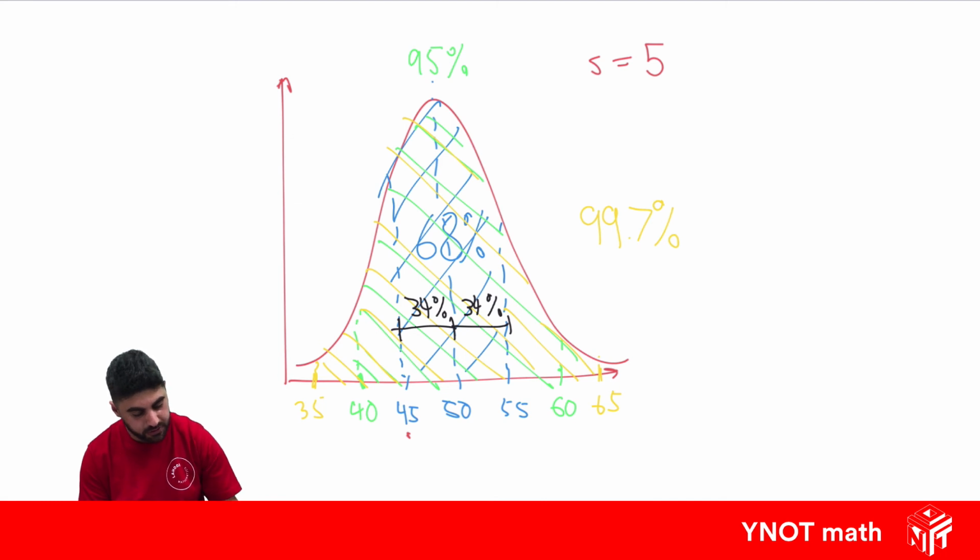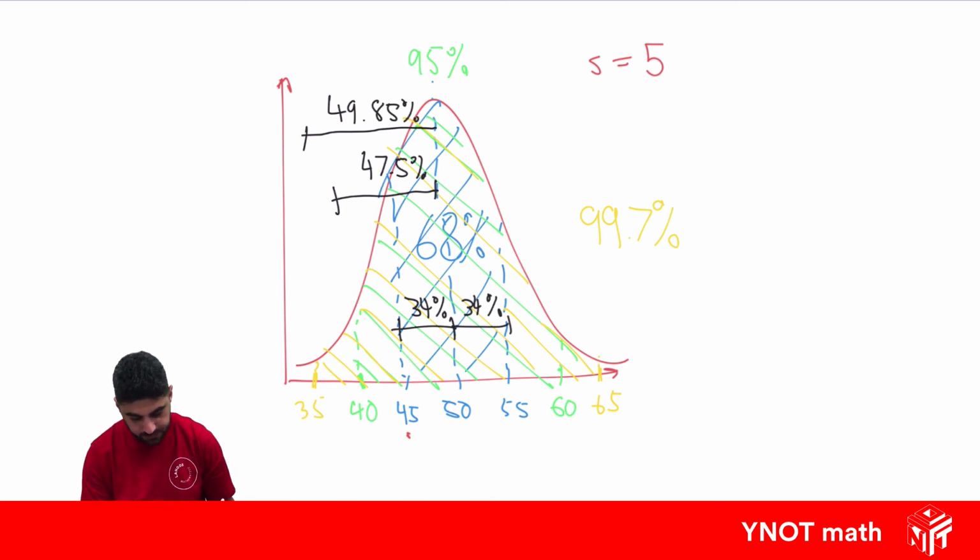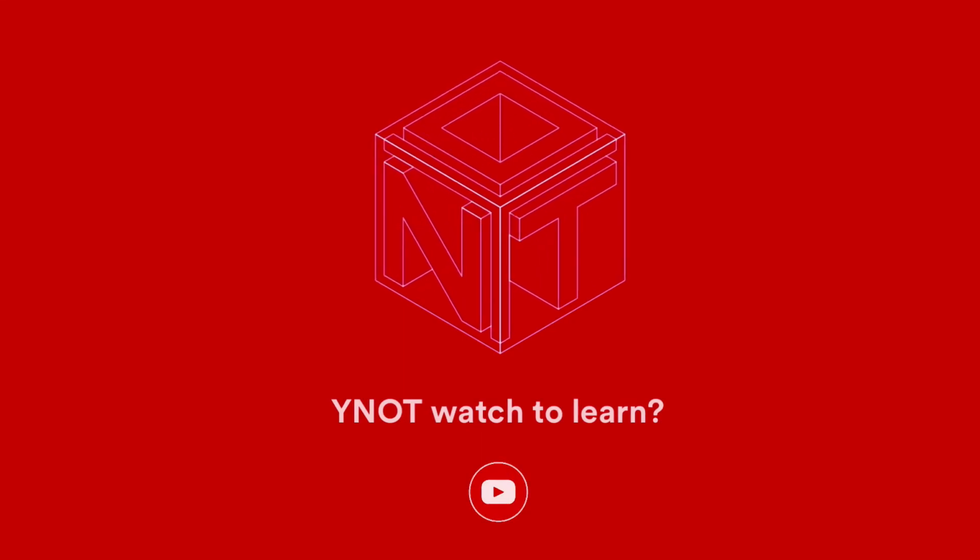And the same goes, so I can split just half of the 95 and get 47.5% of each side. And I can even split half of the 99.7 to get 49.85% of scores on each side.